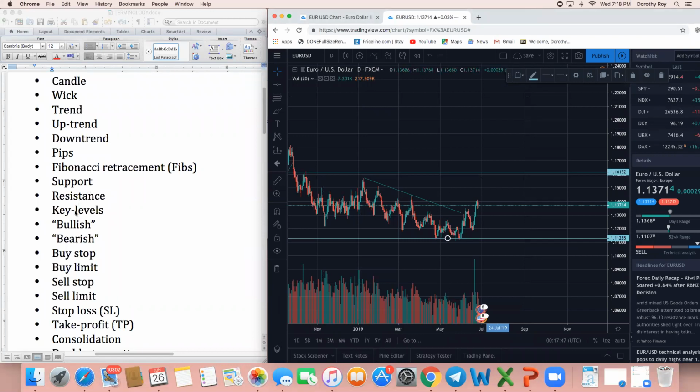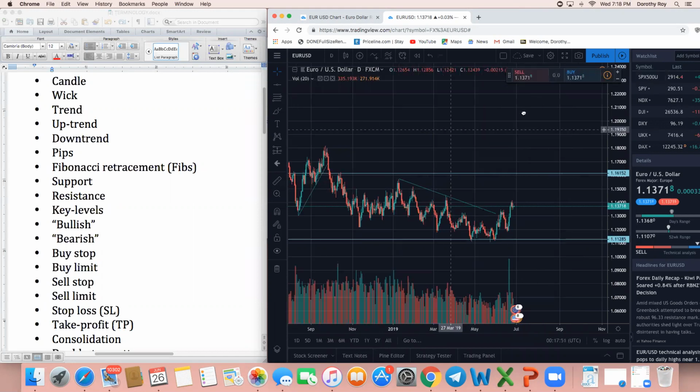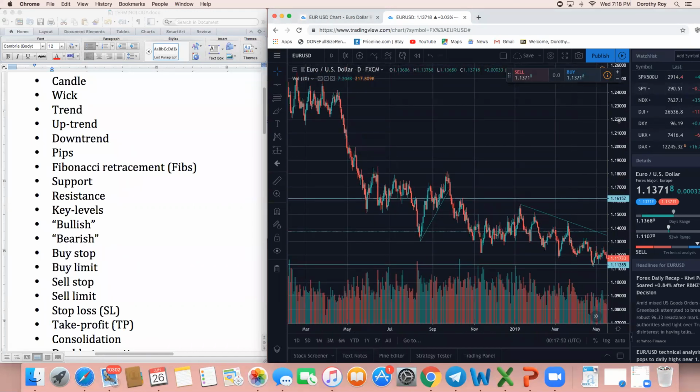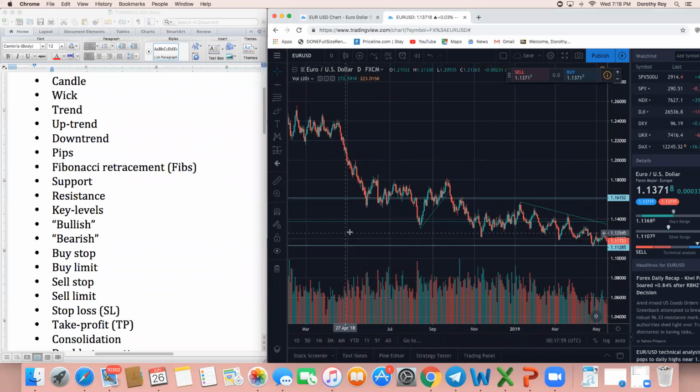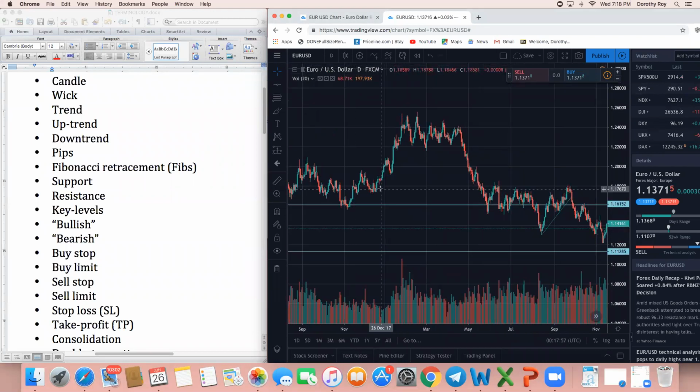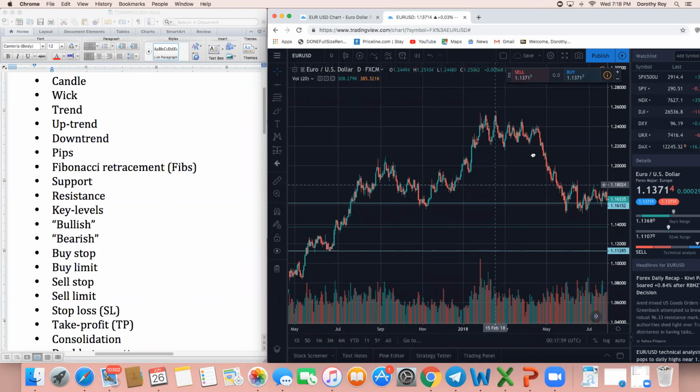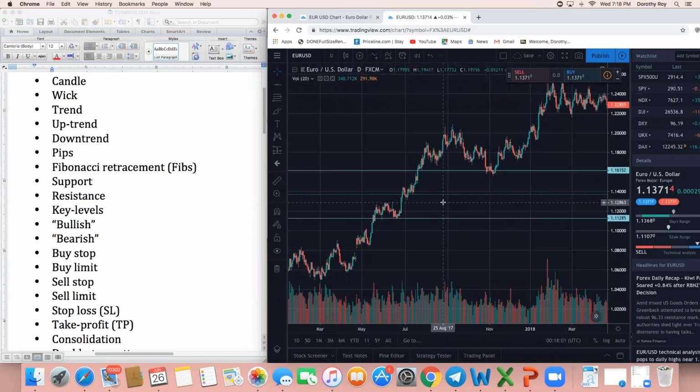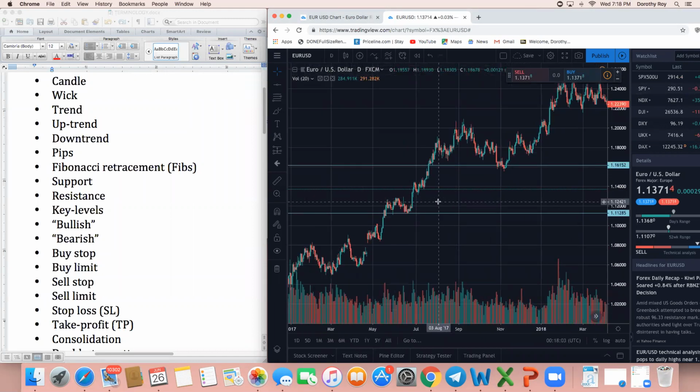Okay, so key levels, and then the next thing we're going to talk about is bearish and bullish. This is probably something you guys have gone over before, or probably understand the concept of, if there's anything you guys understand when it comes to trading.